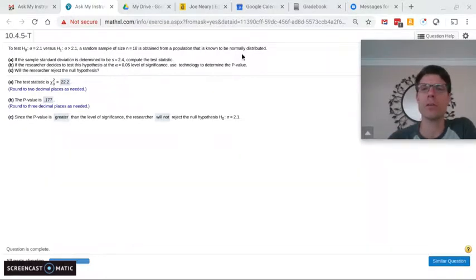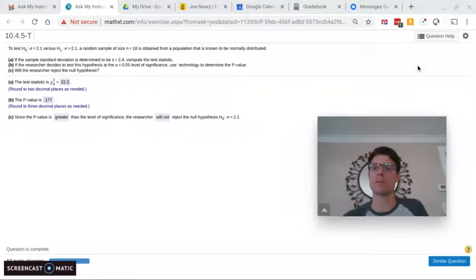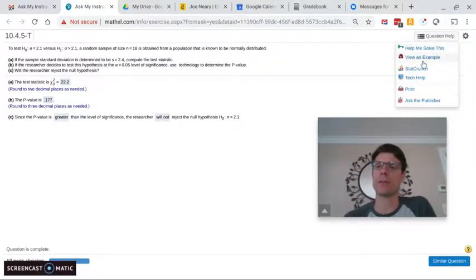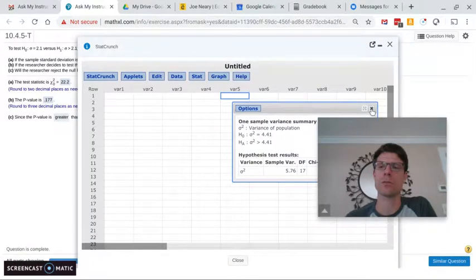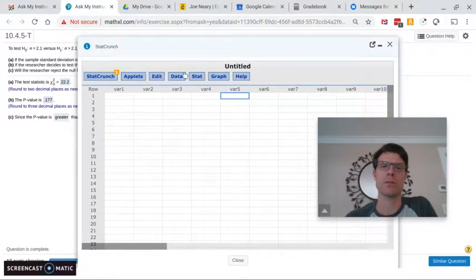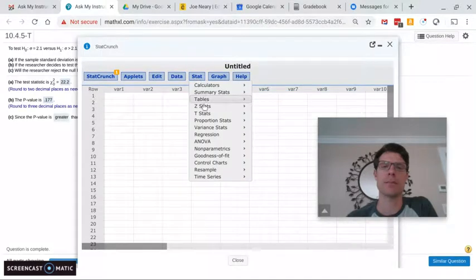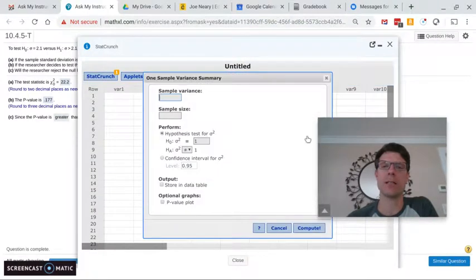So all we need to do is open up StatCrunch. It's got a nice calculator for variance stats. I think I'm missing it. There we go. StatCrunch. Let me show you where to go here. You go to Stats, Variance Stats, one sample, and this is with summary. We don't have the raw data.